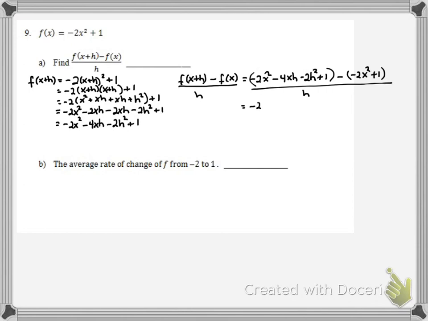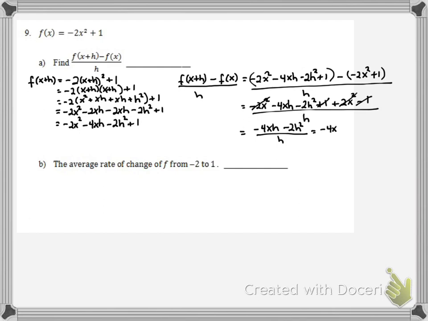So once we simplify this numerator, nothing hard about it, there's just a lot of terms. So let me distribute the negative, so that becomes a positive 2x squared and a negative 1. Now notice, the 2x squareds, one is negative 2, one is positive 2x squared, so they cancel. We have a plus 1 and a minus 1. They cancel. So here's what we are left with. Negative 4xh minus 2h squared, all of that is over h.